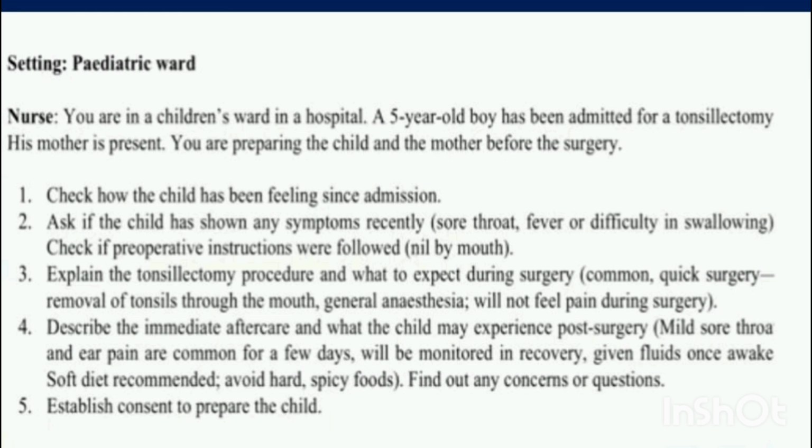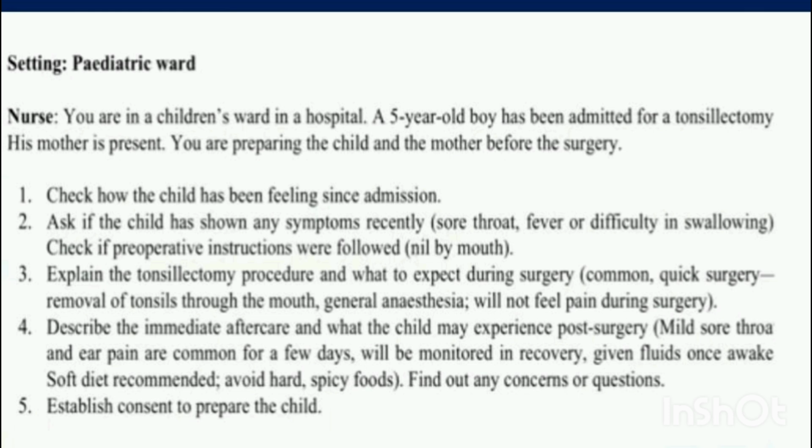So next we can also ask the next question. "I hope pre-operative instructions were followed correctly. Am I right?" So the bystander mother said, "Yes, sister, but I have concern regarding surgery." So now the mother has concern regarding surgery, and task number 3 is given like this: Explain the tonsillectomy procedure and what to expect during surgery. Like common quick surgery, removal of tonsils through the mouth, general anesthesia, will not feel pain during surgery. So here as a nurse we have to explain about the procedure.